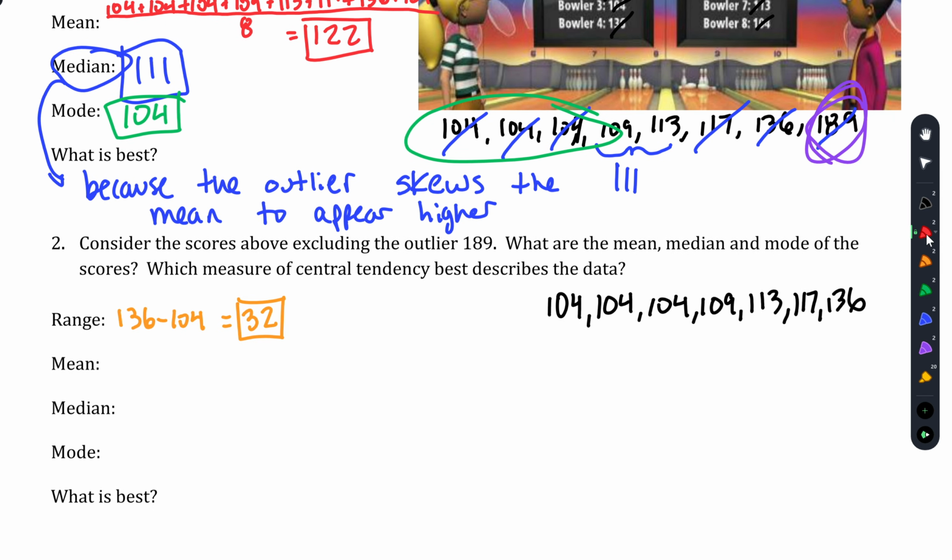Okay, if our range is greater, remember that means we're a little bit more spread out. Let's find that mean. I'm going to add all my scores together. 104 plus 104 plus 104, plus 109, plus 113, plus 117, plus 136. I got rid of that outlier, so now I'm only looking at 7 of the scores. So my mean value, about 112.4.